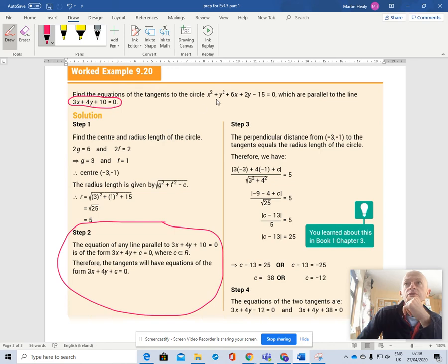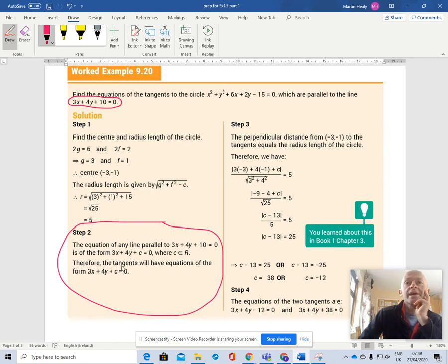So first thing you do is write down the center, write down the radius. -3 minus 1. Take the 6, divide it by 2, change the sign. That would be the x value of the center. Same here, you get -1. Radius length formula is in your maths tables. Now for this next part here, the equation of any line parallel to 3x plus 4y plus 10 will be of the form 3x plus 4y plus c equals 0.